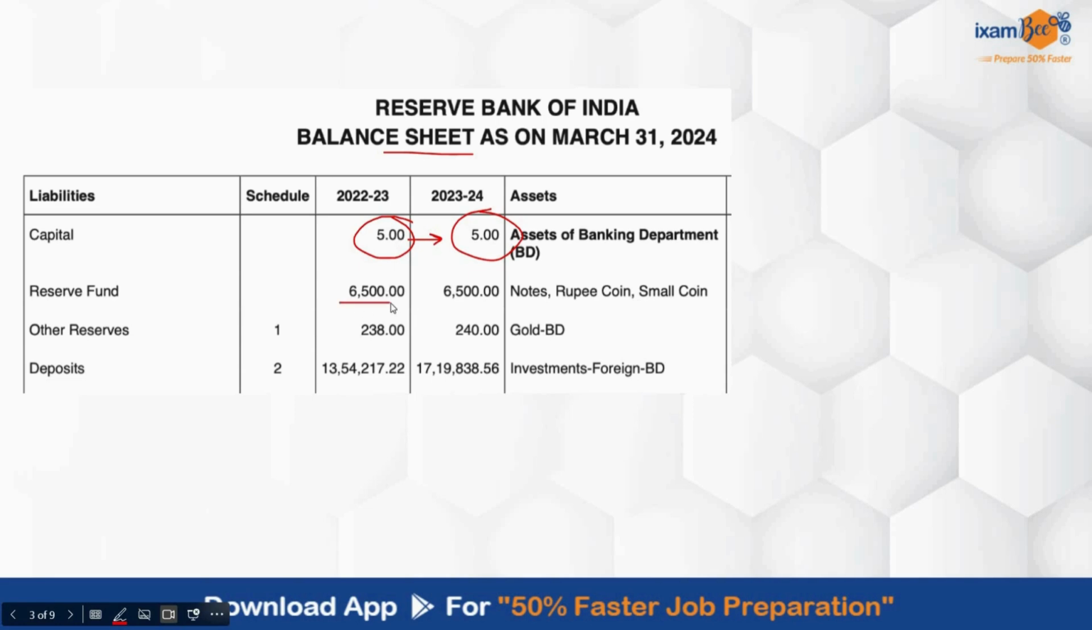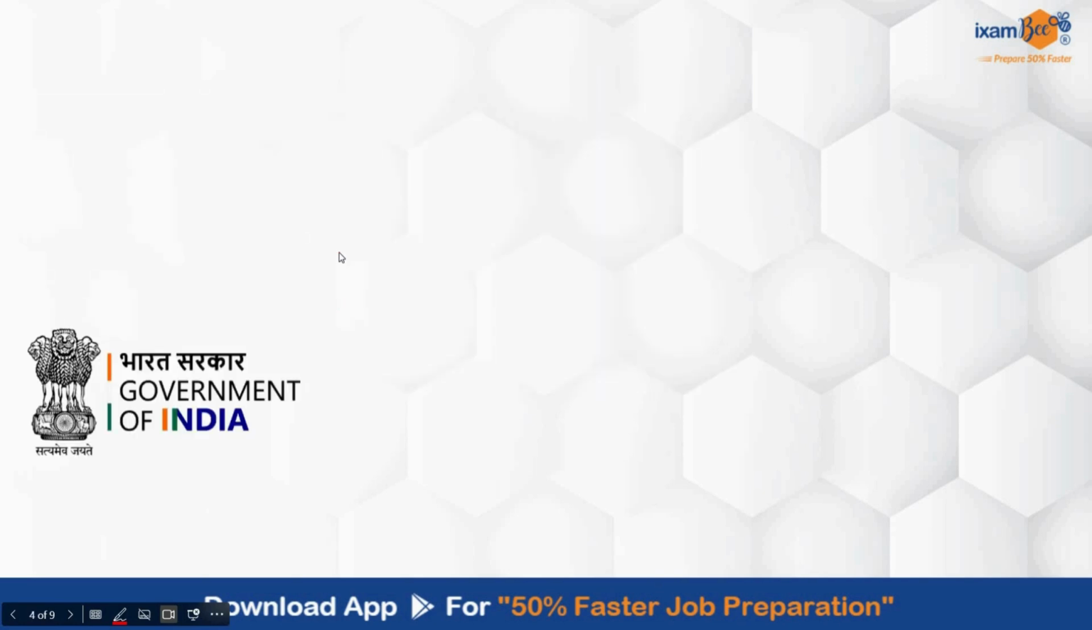The interesting fact you shall note is this reserve fund of 6,500 crore rupees, which strengthens the balance sheet of RBI, which gives the comfort to anyone when you see the balance sheet that there is some strength. Otherwise, seeing a 5 crore rupees capital only, how will somebody be comfortable that this is really a big institution and this is the central bank of the country?